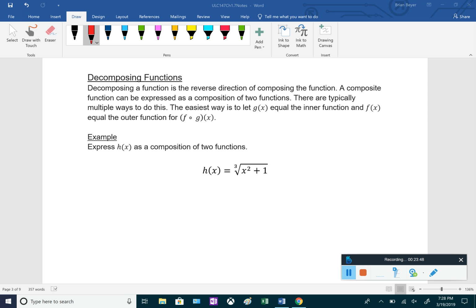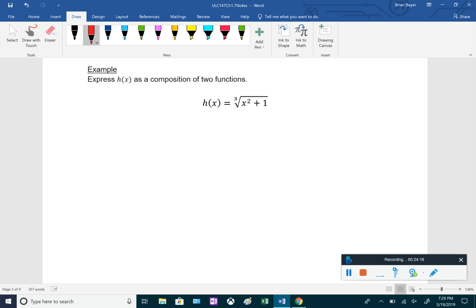So we're going to start with a function that's a composite function, and then we're going to rewrite it as a composition of two functions. There are always going to be multiple ways to do this, which I'll show us. There's going to be an easiest way, which we should always use. The easiest way is to let g of x equal the inner function and f of x equal the outer function, and then our answer is going to be f of g of x.